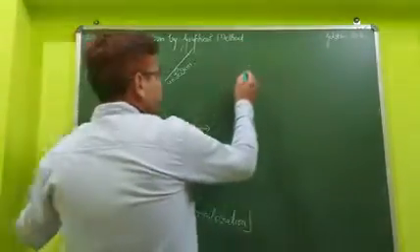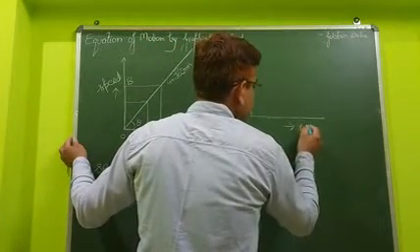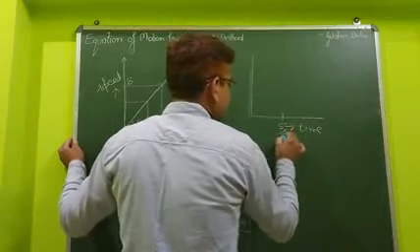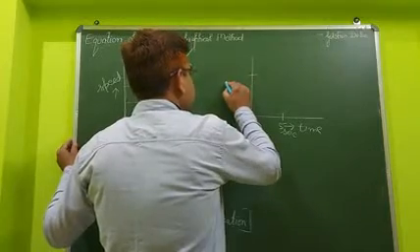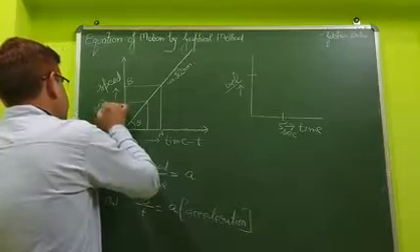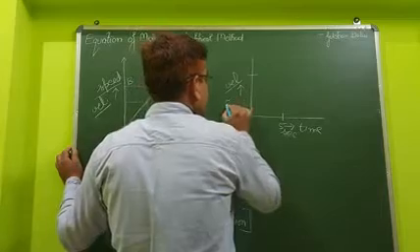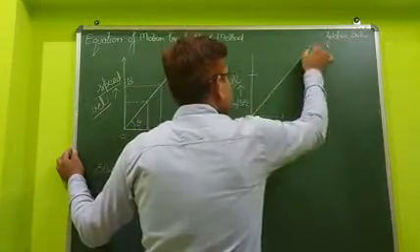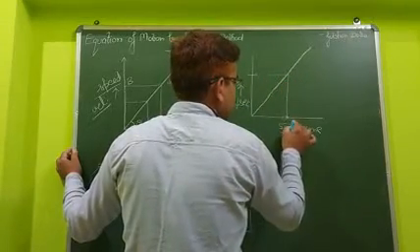Let me cite one example. Suppose along this direction time is there, and time is 5 seconds. It is given, 5 seconds. Along this direction speed is given, so your velocity is given. You can write velocity or speed, both. So velocity is 10 meter per second, and the motion is uniform. This is the 5 seconds.